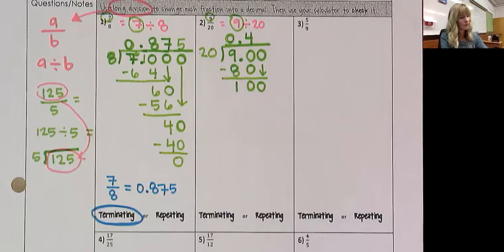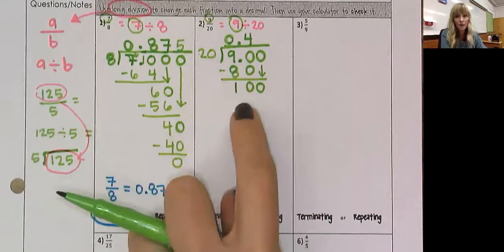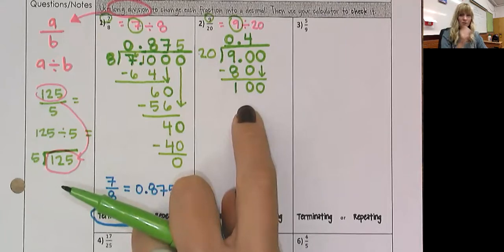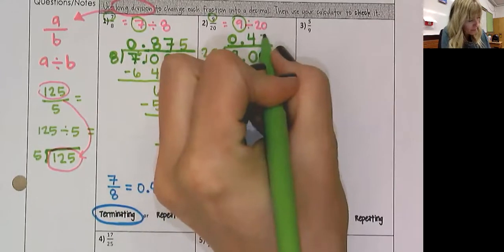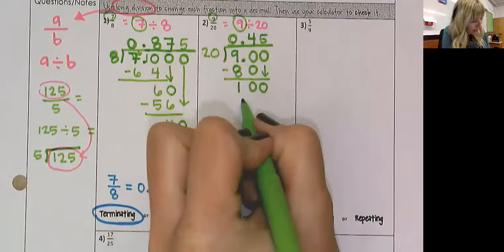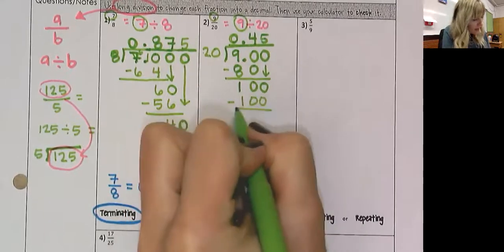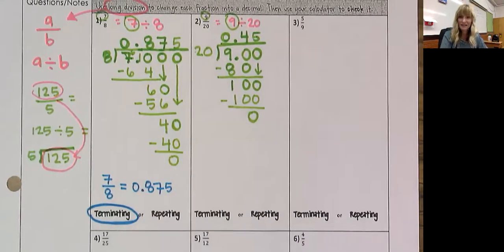a place value. Okay, now we're doing 20 into 100. That's 20, 40, 60, 80, 100. That's 5 exact times. So here we go. I put a 5 up here. 5 times 20 is 100. And I already got a remainder of 0.